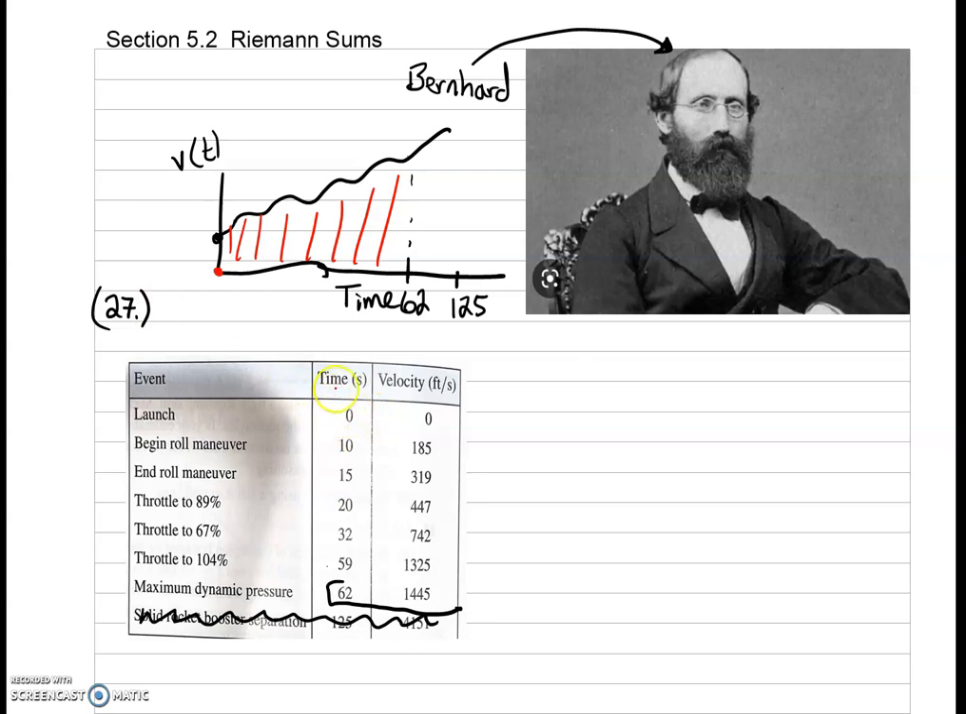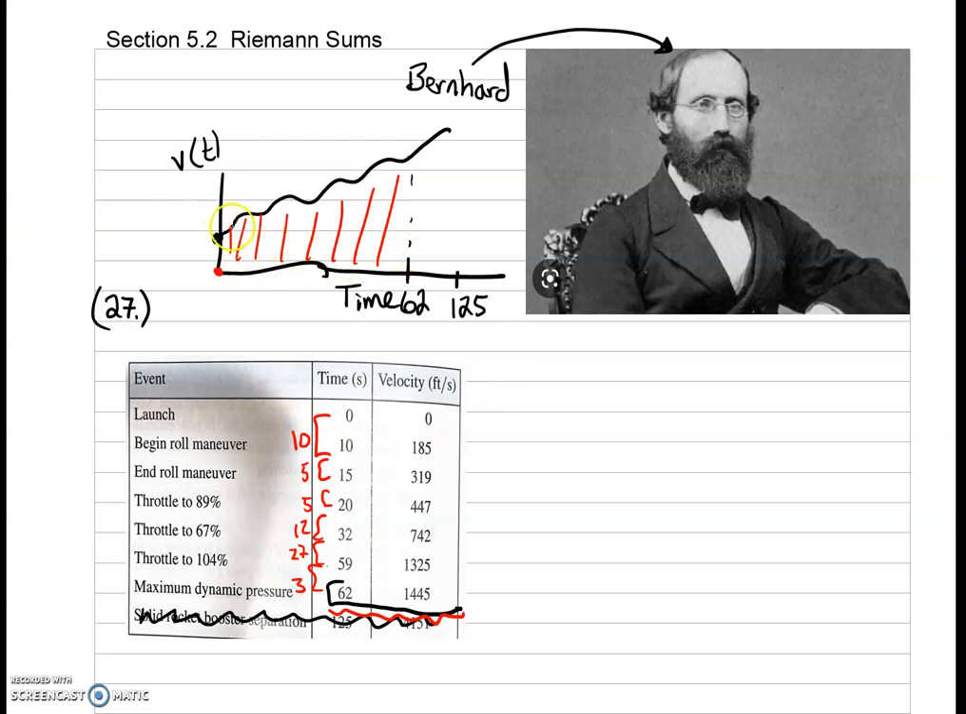The first thing you'd want to notice if you're doing this problem is that our intervals are not of the same width. We have an interval of 10, an interval of 5, an interval of 5, an interval of 12, 27, and 3. And we're only going up through 62 seconds here. We're only interested in the distance that this thing traveled in the first 62 seconds.